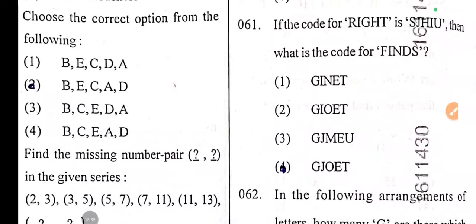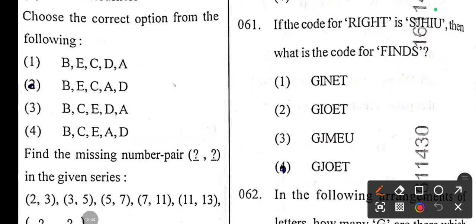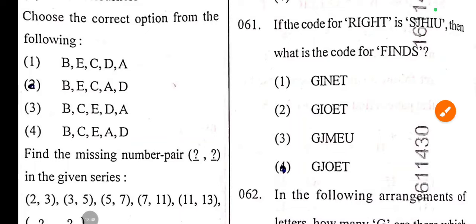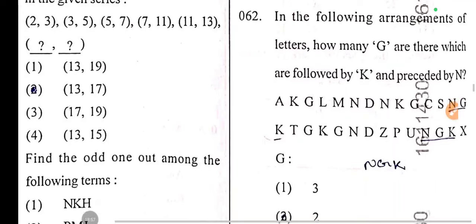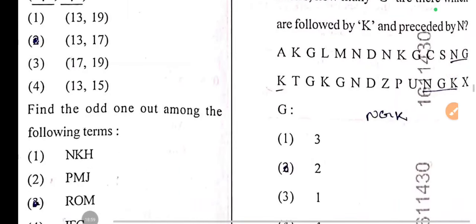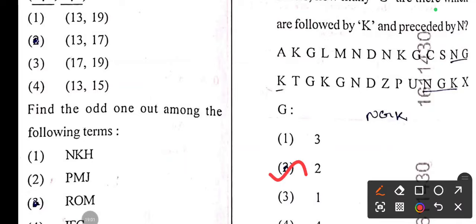Question number 61. If the code for write is SJHIU, then what is the code for finds? Answer option 4, GJOET. Question number 62. In the following arrangement of letters, how many G are there which are followed by K and preceded by N? Answer option 2, 2.